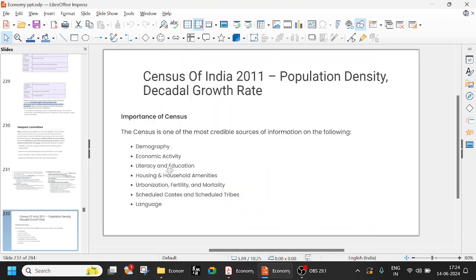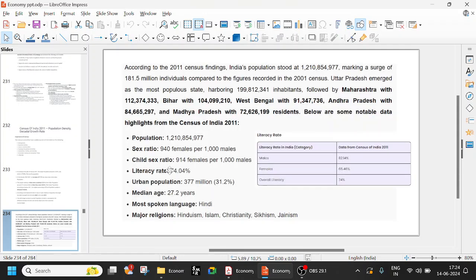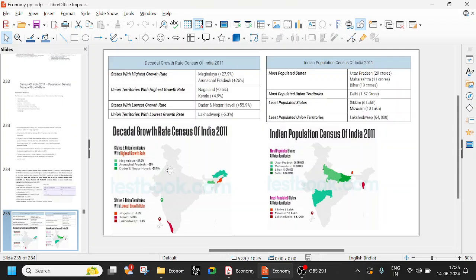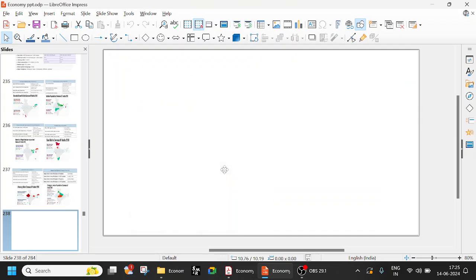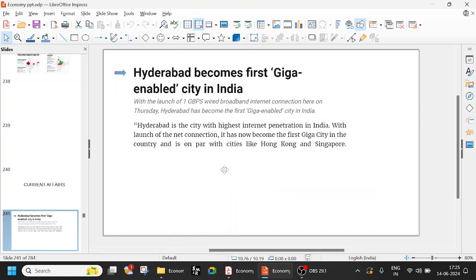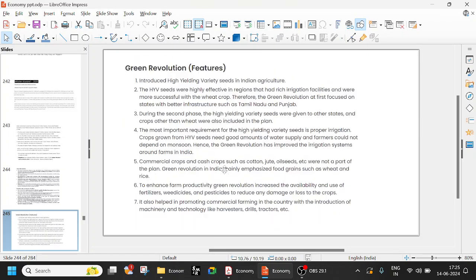So everything. And this is the census. Census is very important. After 2011 we haven't had a new census, but census 2011 is very important. So we have to go through all of this census: population, sex ratio, literacy rates, and decadal growth, which is the highest, lowest, and which is the density. So all the census in brief. Then whatever current affairs comes, whatever questions we encounter, all the time putting it here.